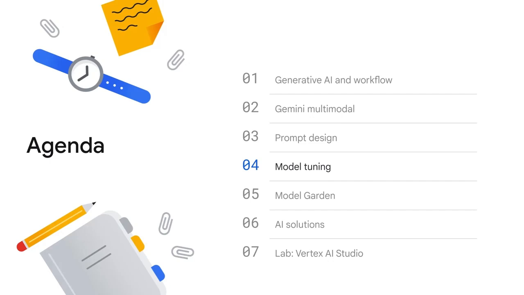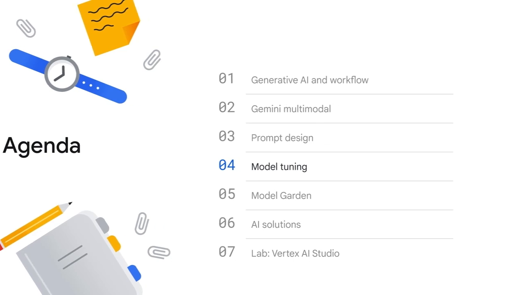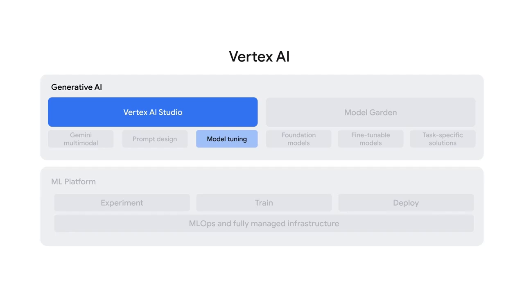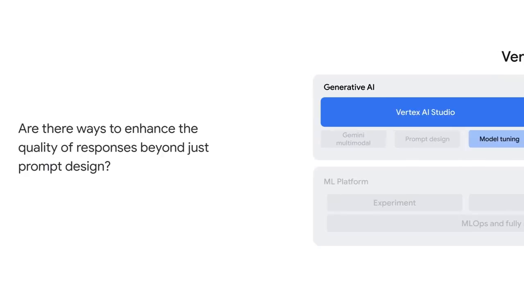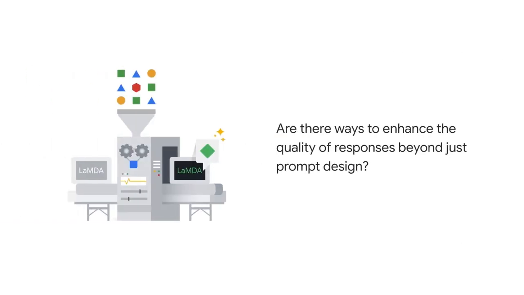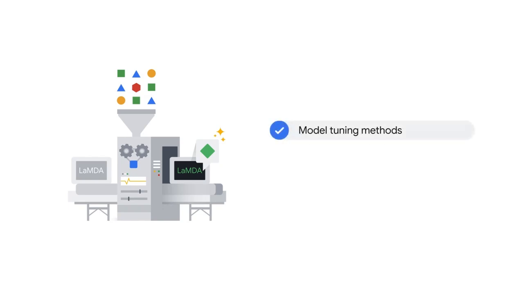Having explored prompt design, a fundamental aspect of interacting with Gen AI models, let's progress to a more advanced topic, model tuning. You explore different types of tuning and walk through a demo tuning a model with Vertex AI Studio. If you've been prototyping with Gen AI models like an LLM, you might wonder if there are ways to enhance the quality of responses and tailor them to specific domains beyond just prompt design. Here comes model tuning. Let's explore the different tuning methods and how to use Vertex AI Studio to launch a tuning job.